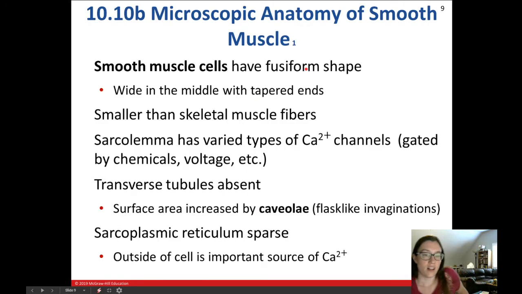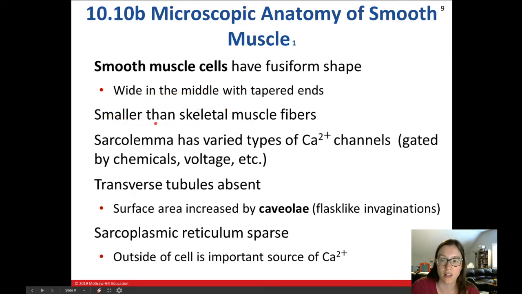Smooth muscle cells are not striated, because they don't have sarcomeres. They do have actin and myosin, but they're arranged very differently, and so smooth muscle contracts differently too. Smooth muscle cells are much smaller. They have a single nucleus, and they are fusiform in shape, meaning they look a little bit like an ellipse or a football. They're wide in the middle with tapered ends.